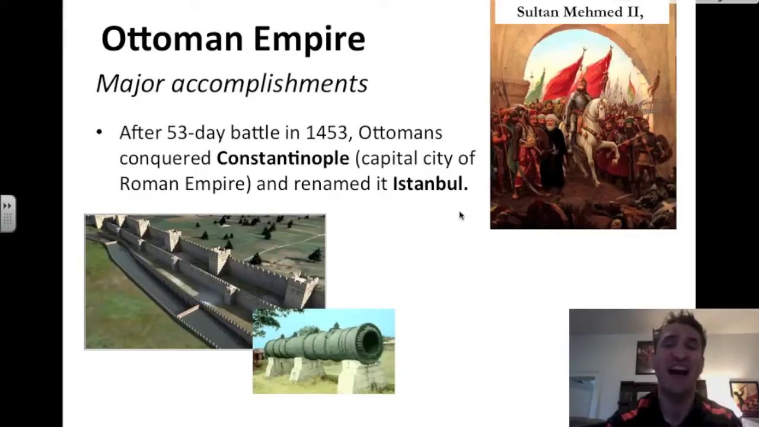And it was not an easy city to conquer because it was surrounded on three sides by water and on one side by heavily fortified fences and walls. So the Ottomans used their superior cannon technology to blast through the walls. This is a 23-foot cannon that the Ottomans and Mehmet II used to conquer Constantinople.